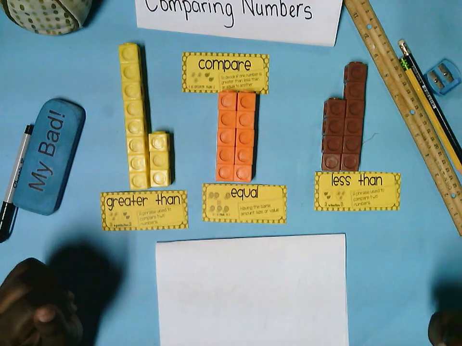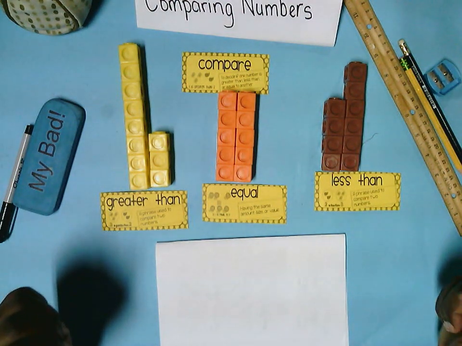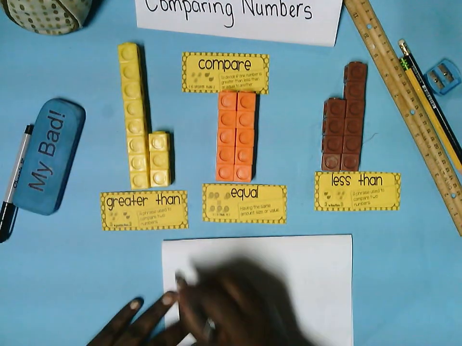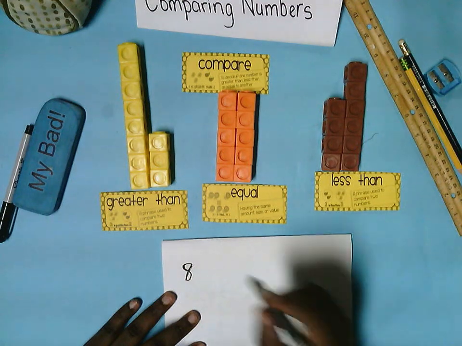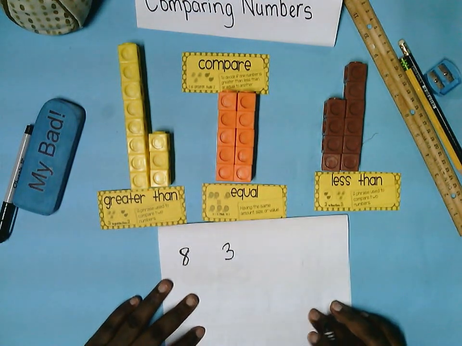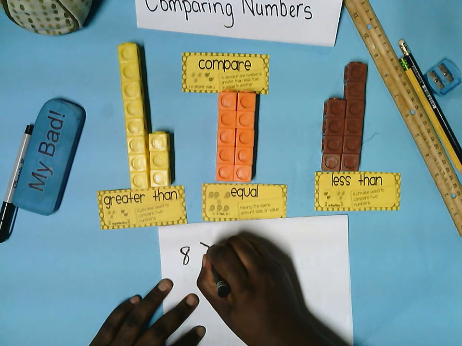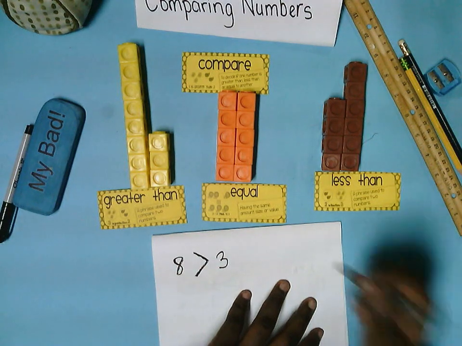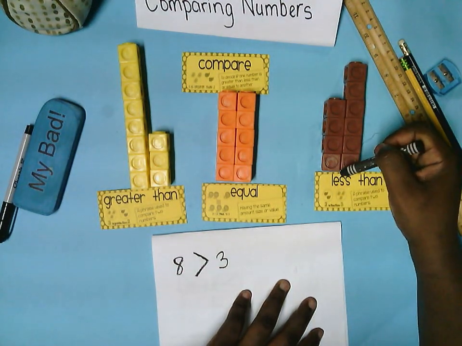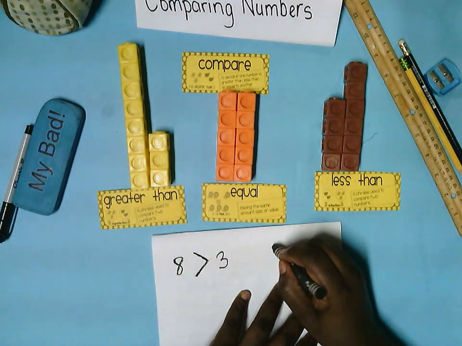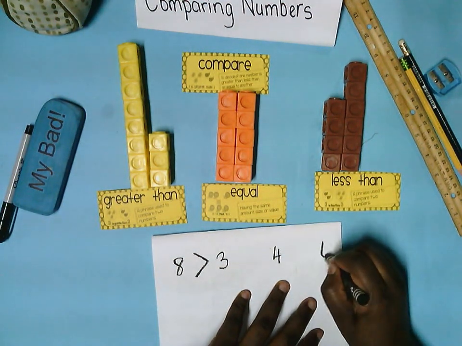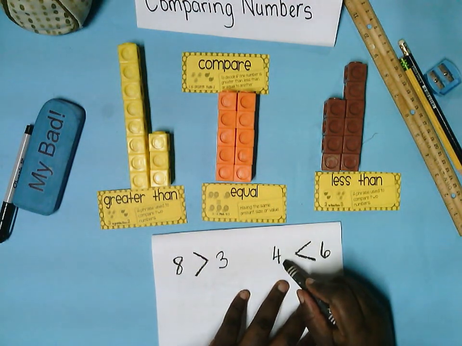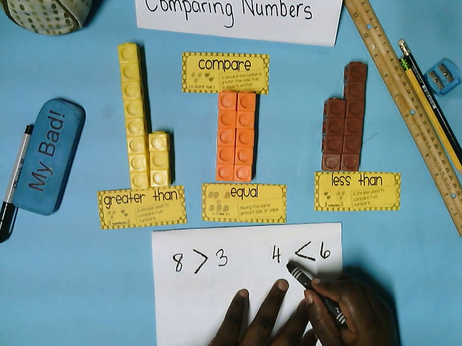It says that Al opens his mouth to the biggest number. So that means 1, 2, 3, 4, 5, 6, 7, 8 is greater than 3. So the symbol would be the alligator opens his mouth to the larger number. Whereas we have 4 is less than 6. He points his back at the smaller number. So he doesn't like small numbers. So he turns his back.